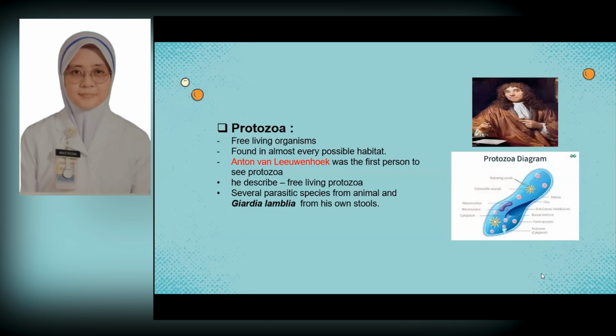So here, protozoa is a free-living organism, and it is found in almost every possible habitat. The person who found protozoa was Anton van Leeuwenhoek, who was the first person to see protozoa. He described protozoa as free-living things, and there are also several parasitic species, from animals, and Giardia lamblia from his own stools.